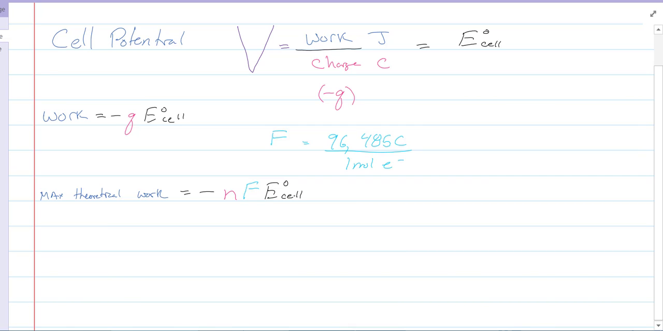And do we have a quantity that discusses the maximum theoretical work? Do we have a function that does that? And my answer would be delta G standard, then equals negative N, number of moles of electrons, the Faraday constant, times the cell potential.